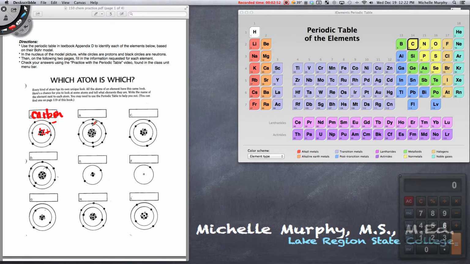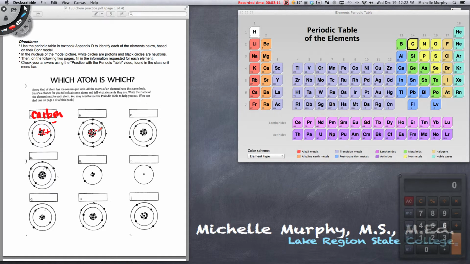Okay, next we have, this one has 1, 2, 3, 4, 5, 6, 7, 8, 9, 10 protons. 10 protons balanced by 10 electrons to make it balance.